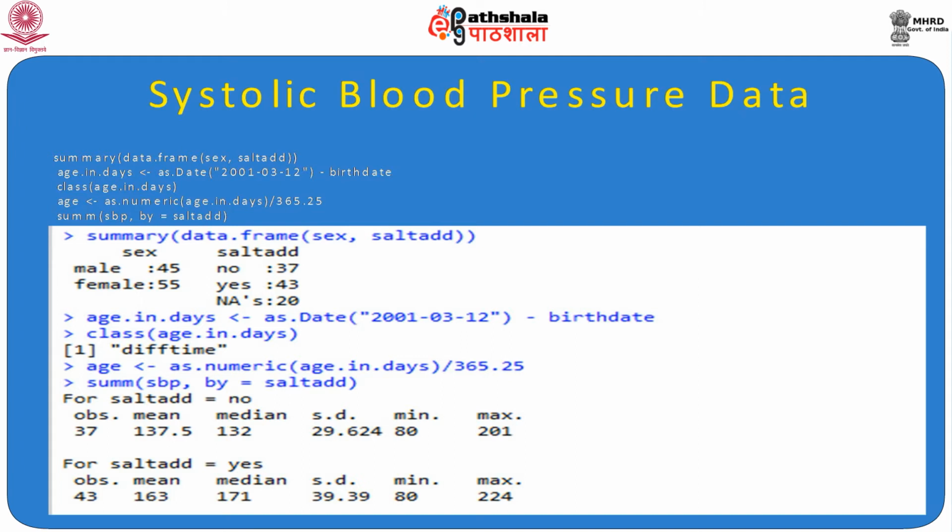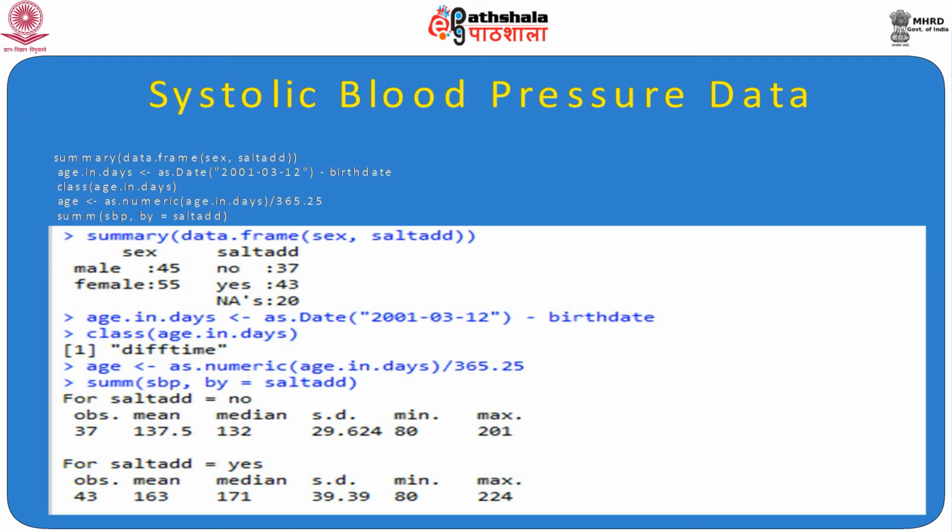Thereafter we considered the summary of SBP by salt added. For our observation of 37 individuals, the mean is 137.5 with median 132, standard deviation 29.624, with minimum systolic blood pressure 80 and maximum 201. For those who have salt added, the minimum systolic blood pressure is also 80 with maximum 224, having a mean systolic blood pressure value of 163.